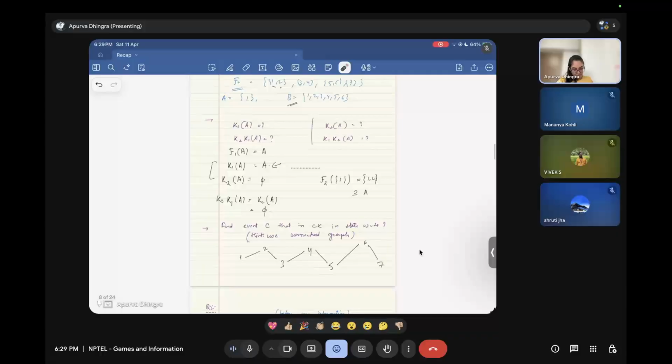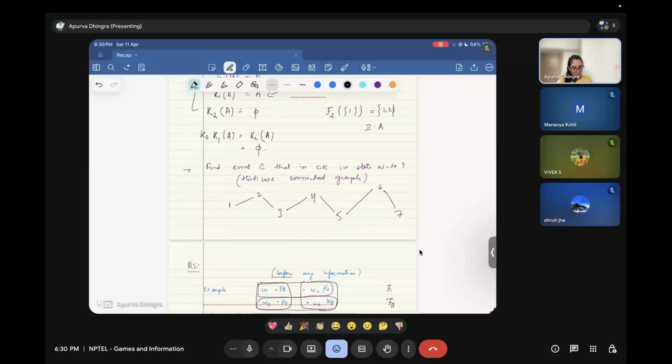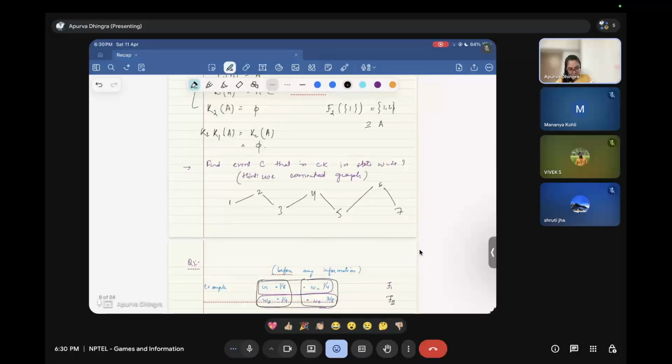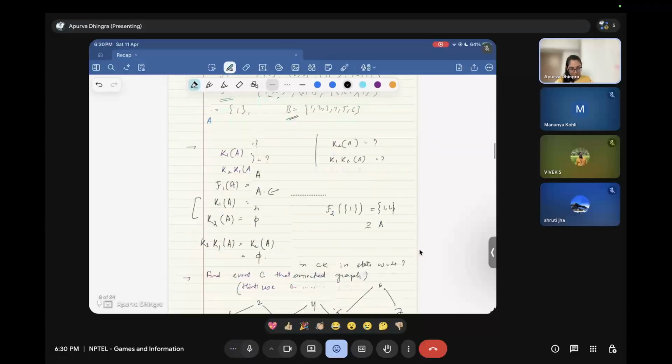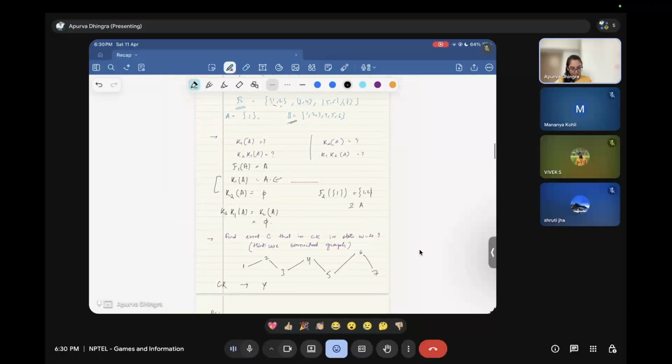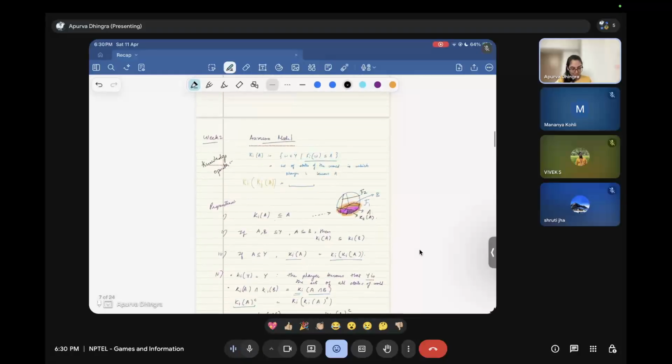So since overall the connected graph is actually all the states, what will be CK? CK here is going to be the event by itself, or the whole thing. There is no other event which can be common knowledge in this particular example. Right? Okay, great. So yeah, that covers one kind of questions that you could see in this setting.